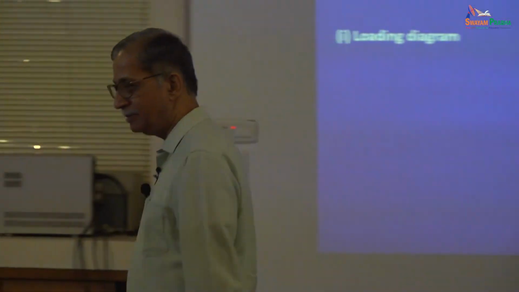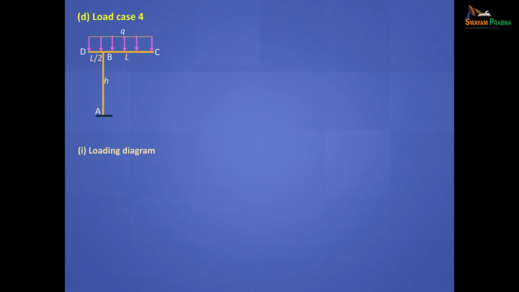Last one. You have a UDL, Q. And you're given this length L by 2. So total load you know. Total load will be 3QL by 2, and you can work out the moment. The CG is acting here in the middle. You will get some moment.